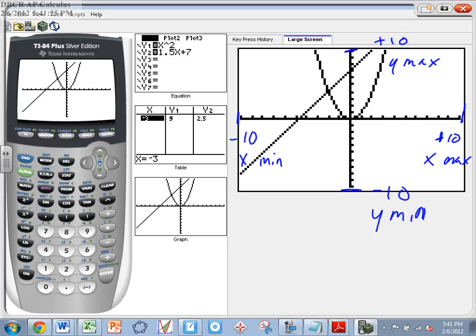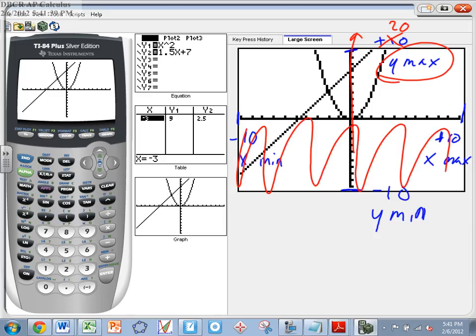Now, I want to go further up. I want to extend this graph upward. So I need to change my y max. I might want to make it like, I don't know, 20. And do I care about below the x-axis? No, because there's no intersections going on down here. So y min, I might want to make that like 0, or just something like -1.